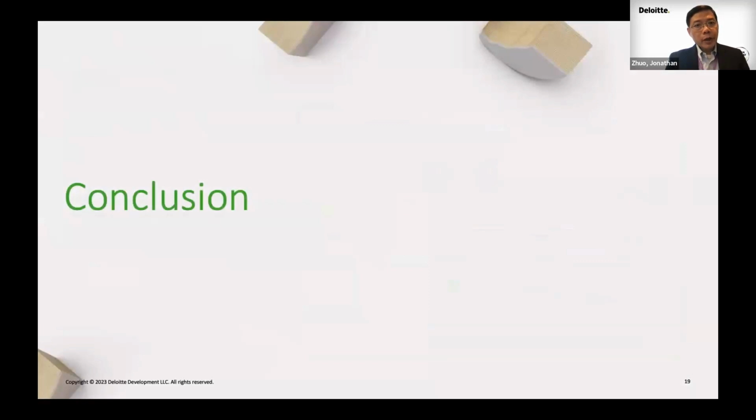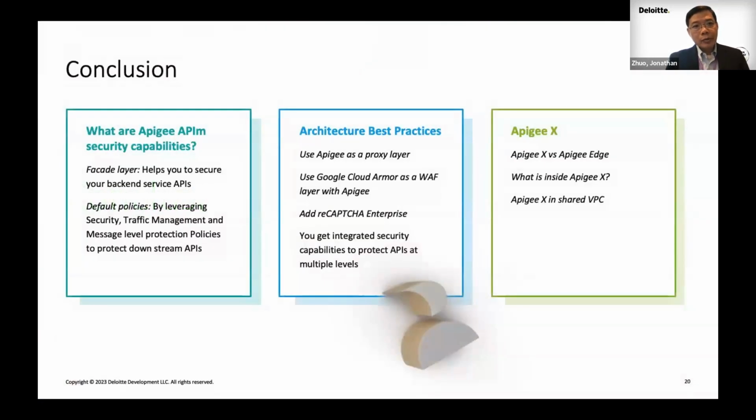So in conclusion, as what I just described, there are three things we have talked about: What are the Apigee APIM security capabilities? What are the architecture best practices? And what is Apigee X?